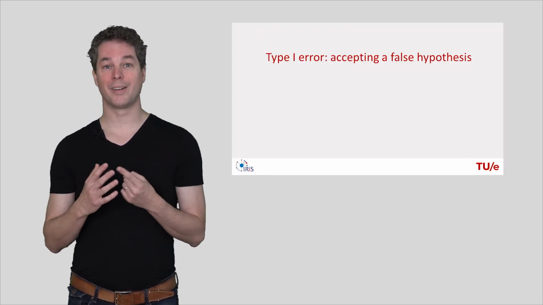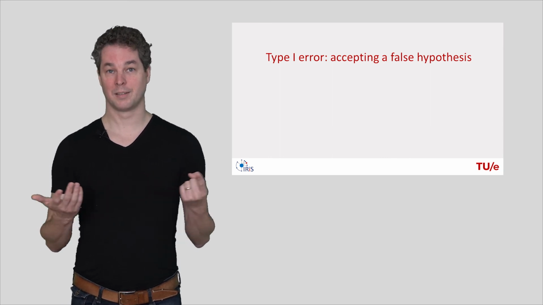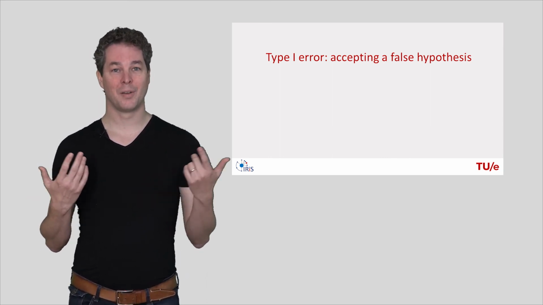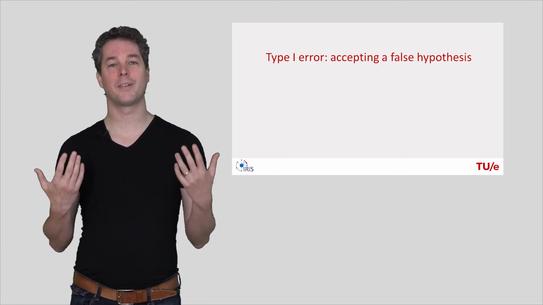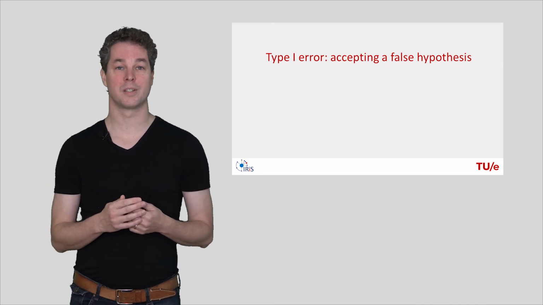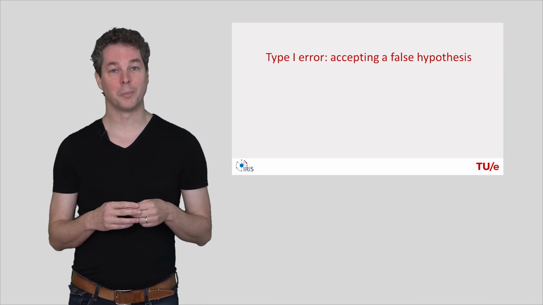And finally, there is still the chance that you accept a model even though it is wrong. That's called a type 1 error. A type 1 error cannot be prevented. That's the scientific method, right? You cannot guarantee based on experiments that your model is right. So there is always a chance of accepting a wrong model.